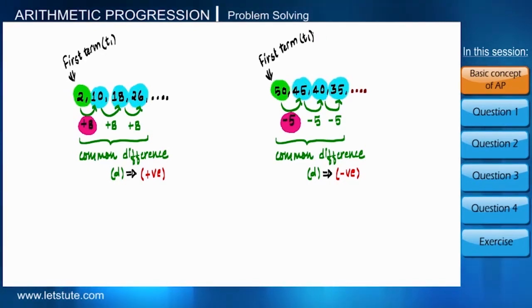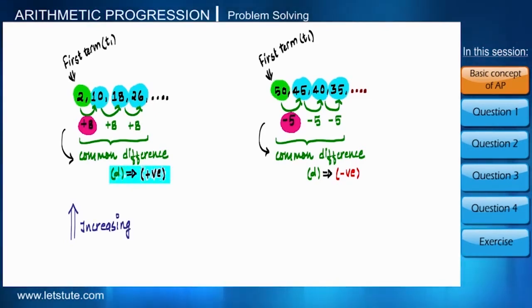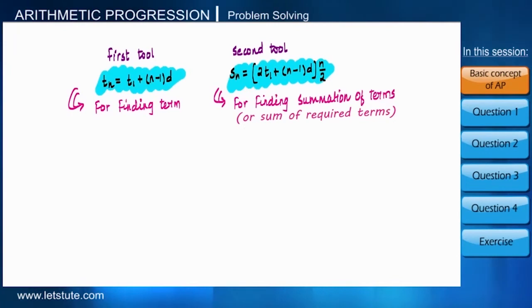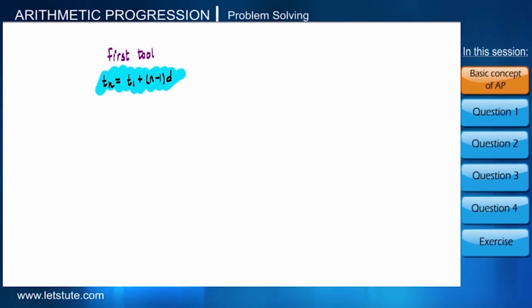So we can say that the first term and the common difference are the main pillars of any kind of arithmetic progression. And here we must note that if the sequence is increasing, the common difference is positive, and if the sequence is decreasing, the common difference is negative. Previously we have also learned two basic tools. One is for obtaining any term of the sequence, and the other is for calculating the summation of all the terms of the sequence. In this session we will focus on the first formula only.